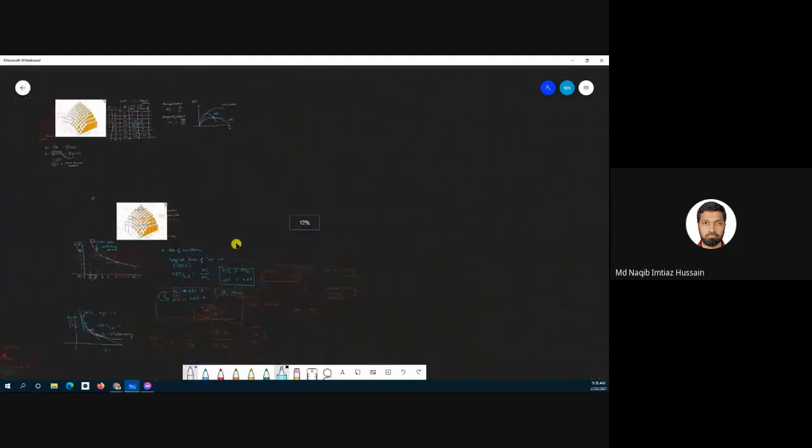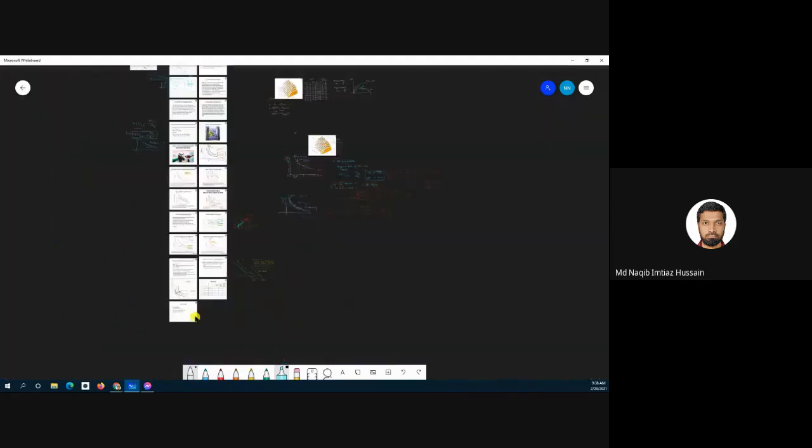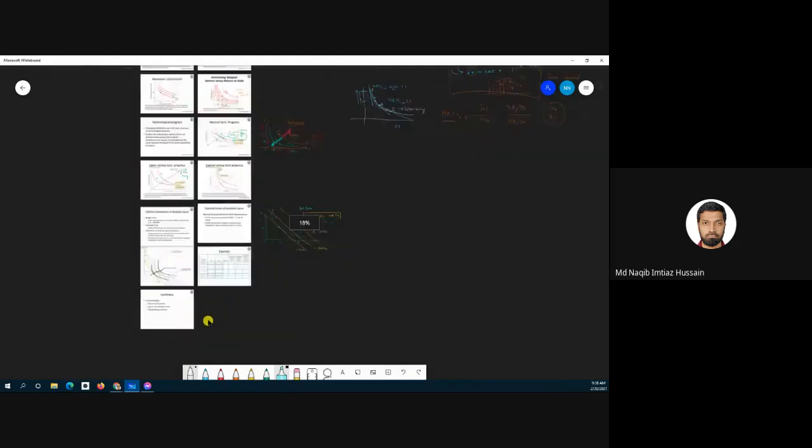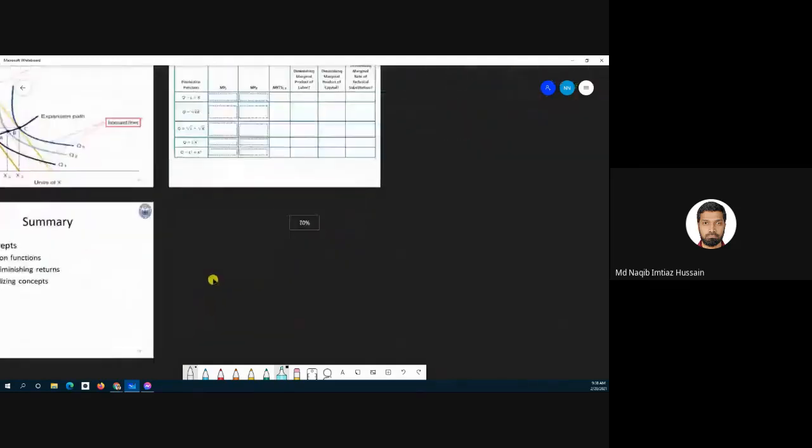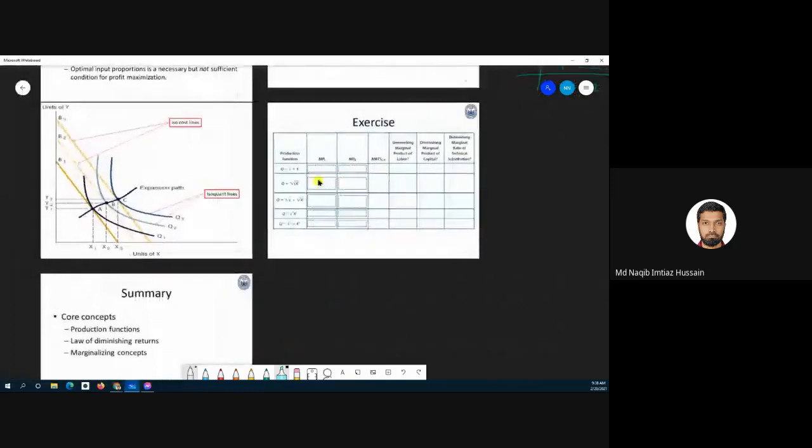But this is how we finish your slide today, and in the next class you'll have some math problems to handle. In the meantime, if you have time, try to solve these math problems, and this is the expansion line that we talked about.